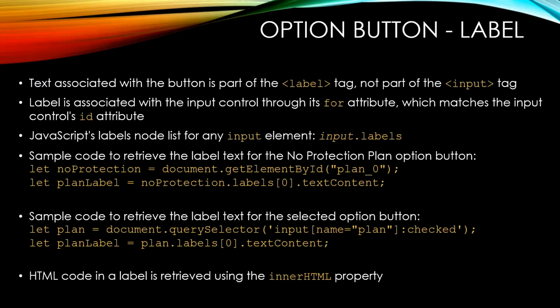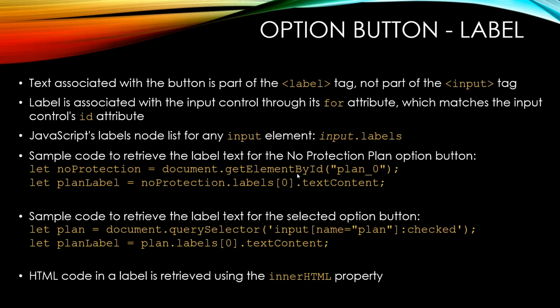The text associated with those radio buttons or option buttons, we call that a label. And the label tag is not part of the input tag. The label is associated with the input control through its for attribute, which is going to be the same as the input's ID attribute. So if we want to see what's in that input, we say input.labels. Okay, so let's look at an example. It'll make much more sense.